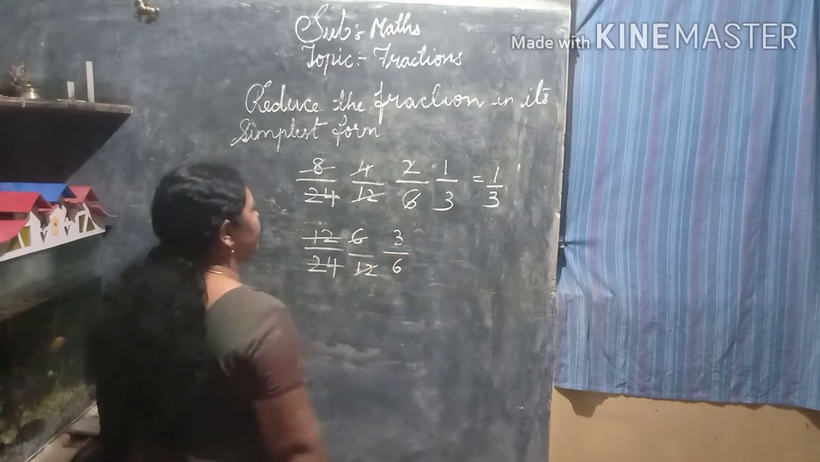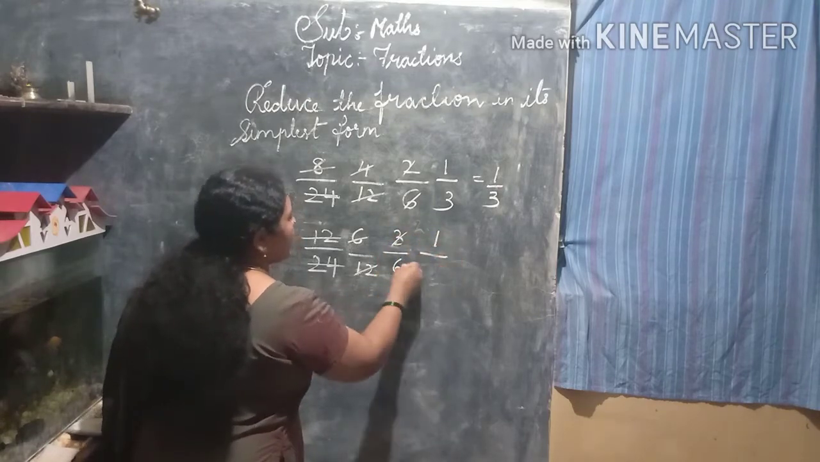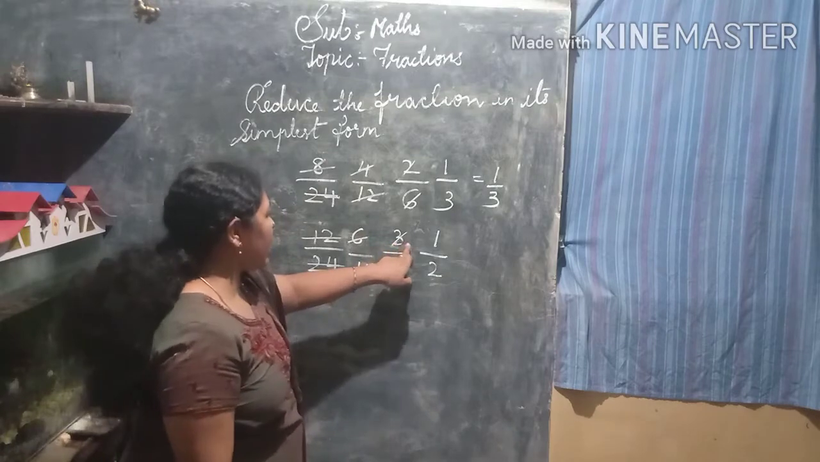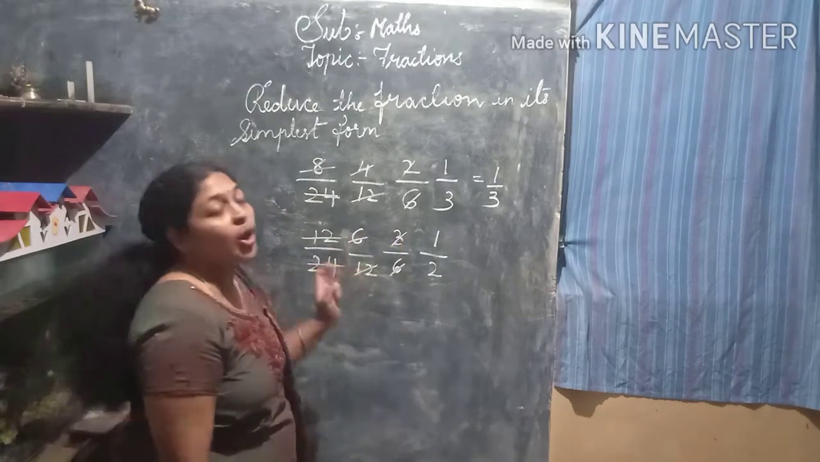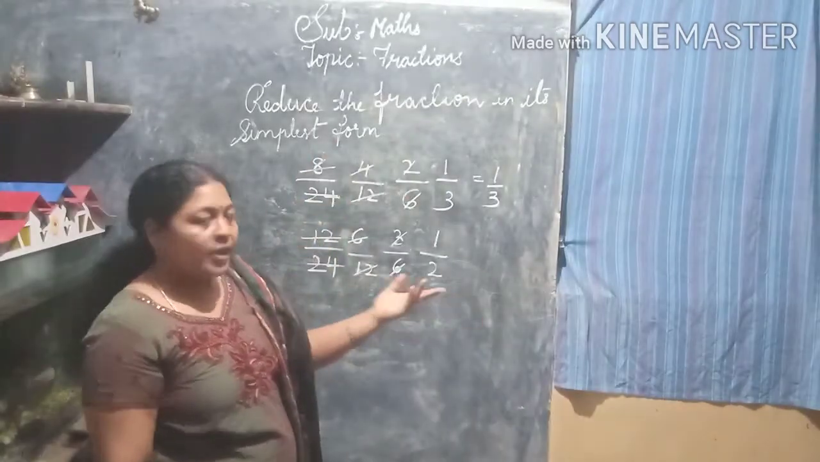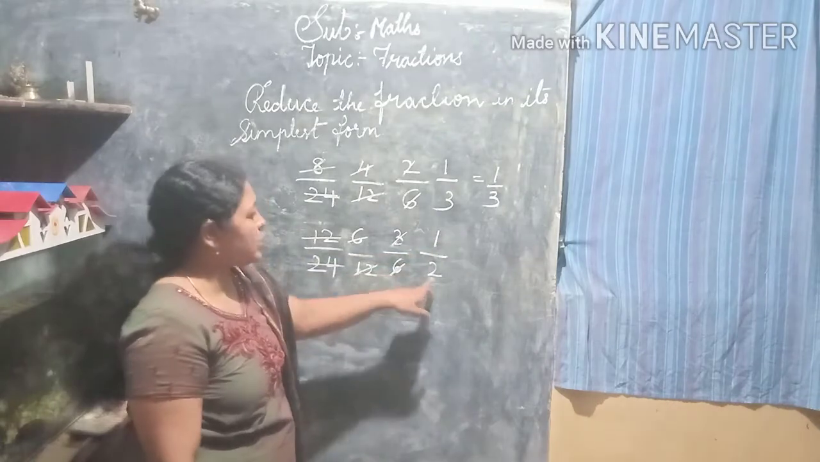2 6s are 12. 3 1s are 3. 3 2s are 6. See, here we have 3 and we have 6. This 3 will not go in the 2 ones table, isn't it? So let's try the next level. We try it in the 3 ones table. 3 1s are 3. 3 2s are 6.